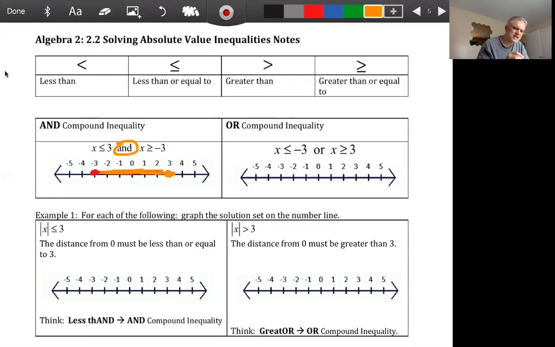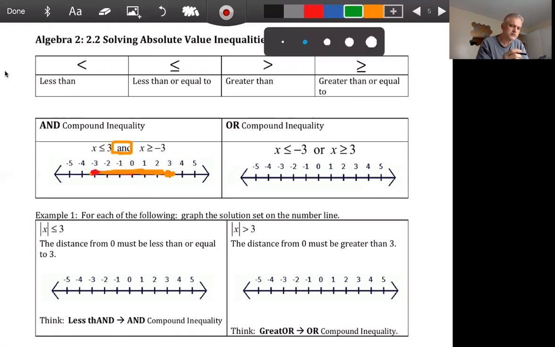So the fact that it says and means it has to be all points that are in both of these, the red and the orange solutions. So the only solution that we have is all the points between -3 and 3. Okay, so everything between the two significant points of 3 and -3. So notice that this is an and. And is going to be the points going towards each other, and they're going to have two endpoints.